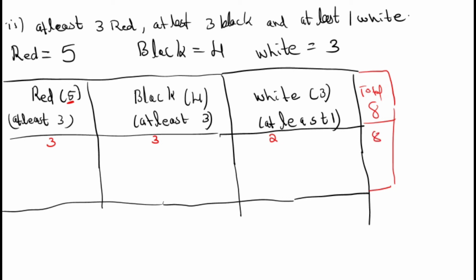Next, take 3 red balls and 4 black balls. 3 plus 4 equals 7. Then take 1 white ball. 7 plus 1 is 8. Okay.